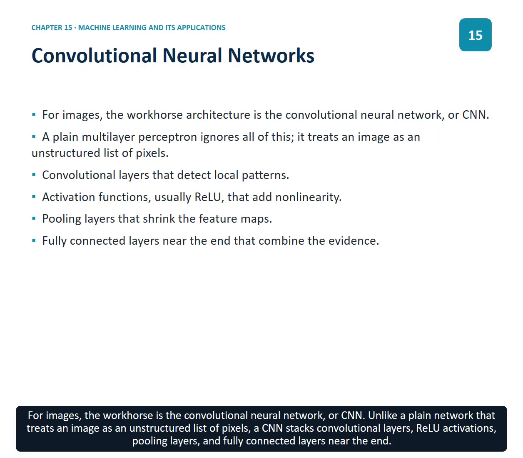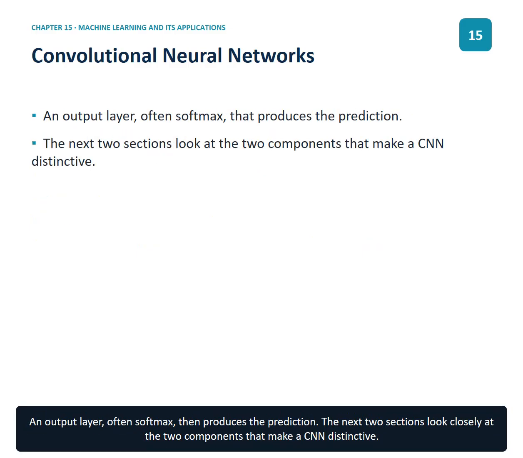For images, the workhorse is the convolutional neural network, or CNN. Unlike a plain network that treats an image as an unstructured list of pixels, a CNN stacks convolutional layers, ReLU activations, pooling layers, and fully connected layers near the end. An output layer, often softmax, then produces the prediction. The next two sections look closely at the two components that make a CNN distinctive.